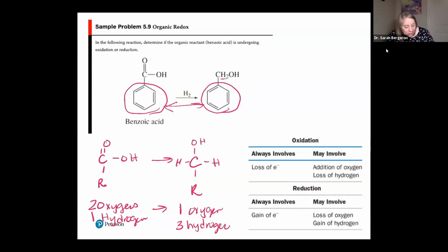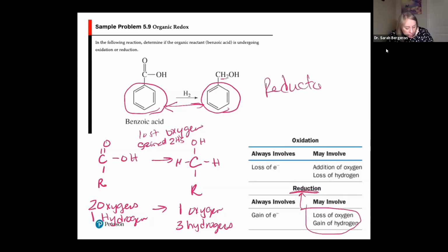So what happened? How did I go from reactant to product? Well, I lost an oxygen. I lost an oxygen. And then I gained 2 hydrogens. So if I come over here, I want to find where I say loss of oxygen and gain of hydrogen. That's right here. So this makes it a reduction reaction. So this benzoic acid is undergoing reduction.